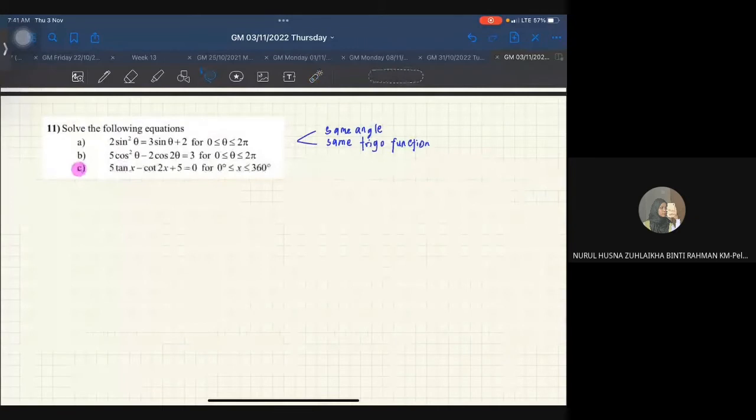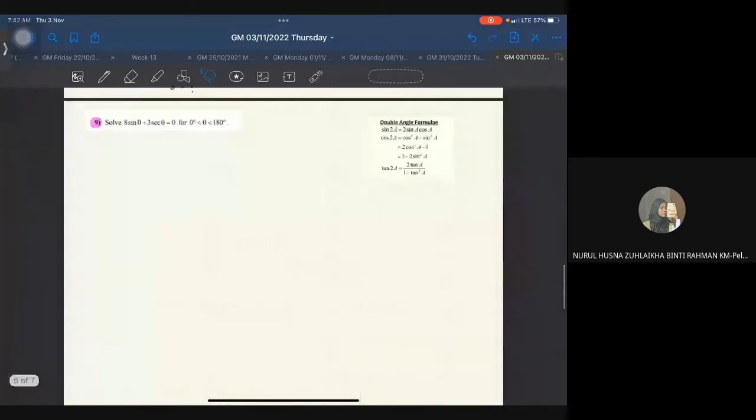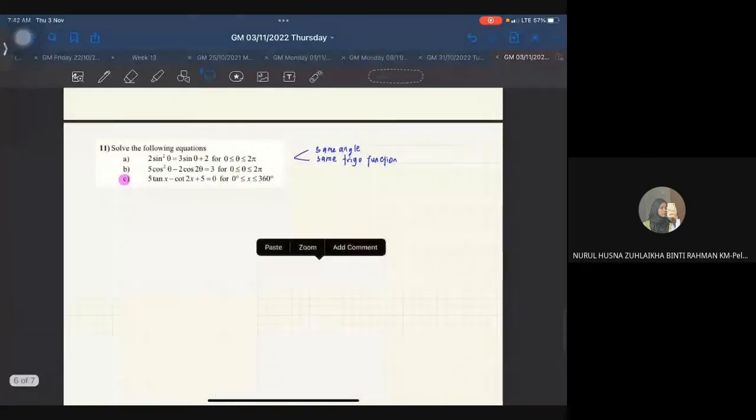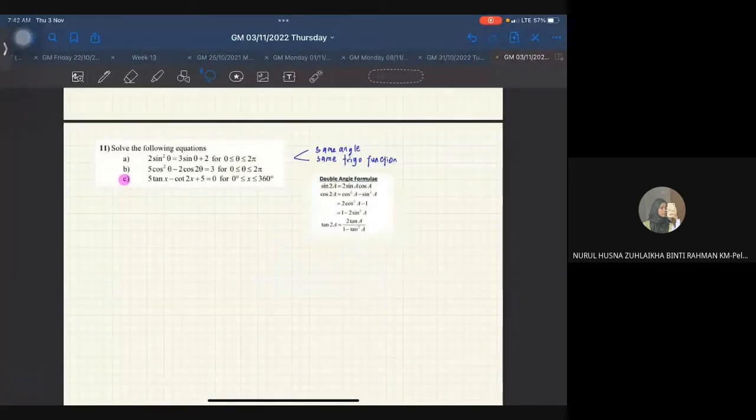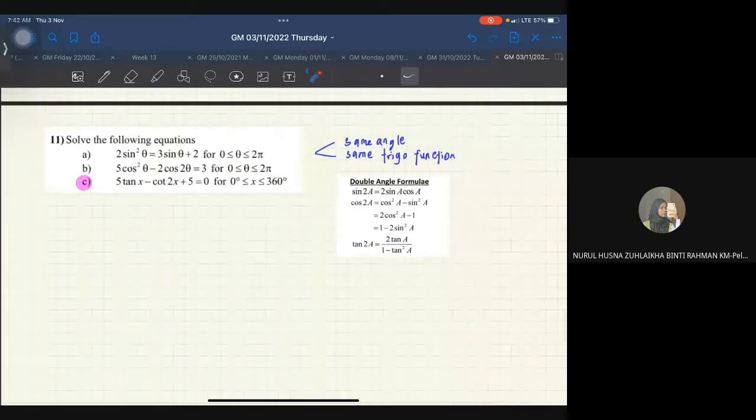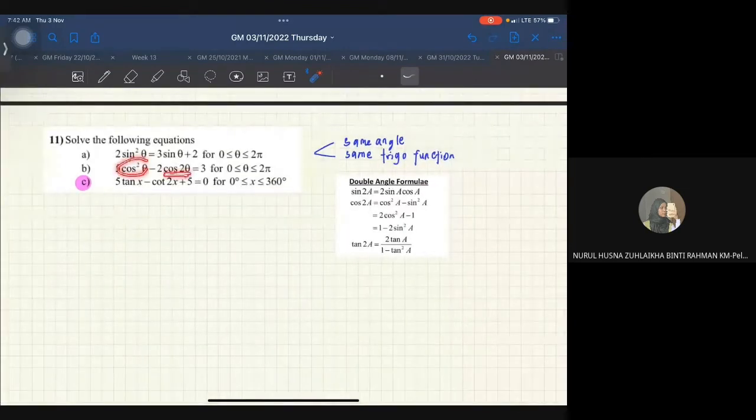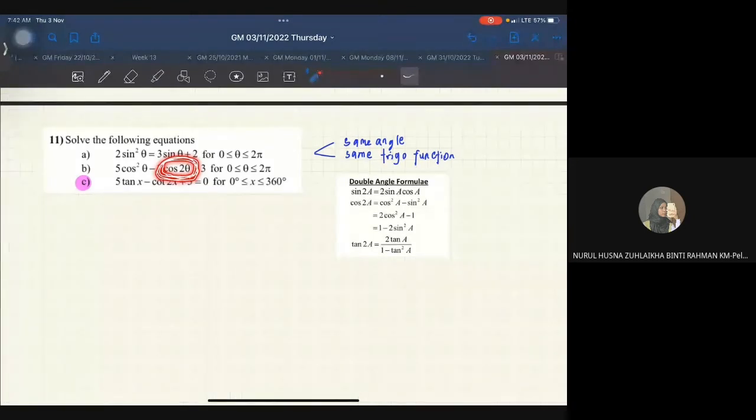Okay, so kejap saya salin double angle formula. Pastekan dekat sini. Kita cuba nak capai same angle dengan same trigo function. This is what we are trying to achieve before kita boleh solvekan quadratic. Kalau tengok dekat second example ni, awak ada cos square theta, awak ada cos. Cos dah sama tapi masalah kita dekat angle. So tengok pada formula this one, cos 2 theta, ada tak any formula yang consist of cos sahaja?